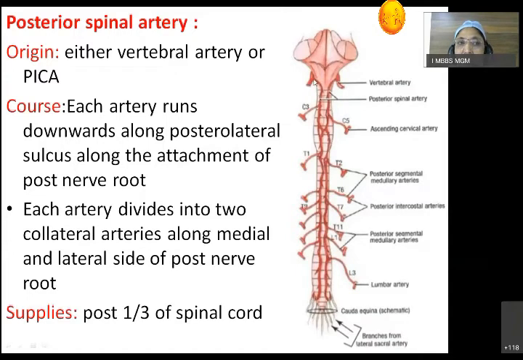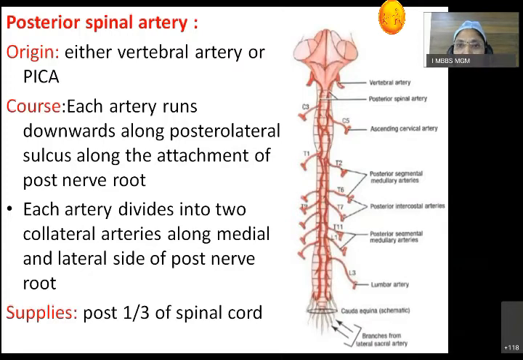Now the posterior spinal arteries run along the posterior lateral sulcus. There are two posterior lateral sulci, on either side of the posterior median sulcus. So the two posterior spinal arteries run along the posterior lateral sulcus. But as we know, to the posterior lateral sulcus there is attachment of the posterior root of the spinal nerve.